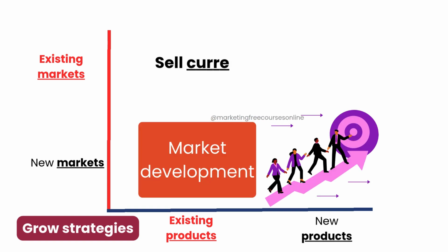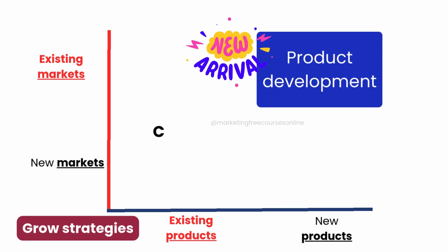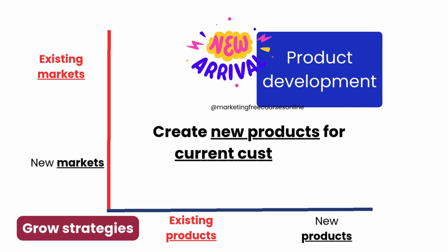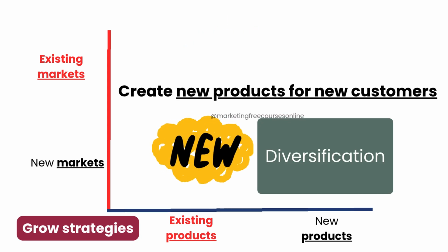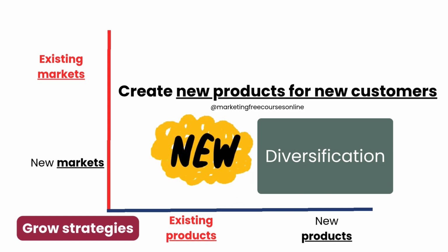Market development. Sell current products to new customers. Starbucks might open stores in a new country, like India, to reach new coffee fans. Product development. Create new products for current customers. Starbucks might launch a new cold brew flavor for their loyal fans. Diversification. Create new products for new customers. Starbucks might buy a tea brand, like Teavana, to reach tea drinkers.